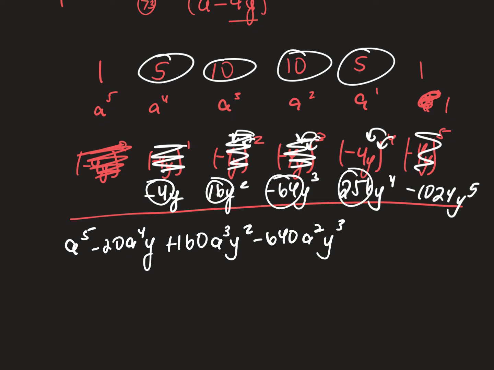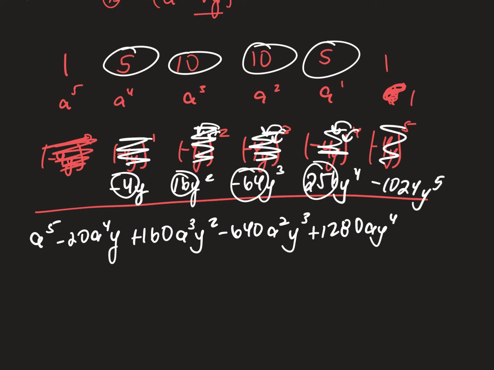256 times 5? I'm sorry, I'm looking at it, I circled the 6. Sorry, 256 times 5. Tell me again. Thank you. I understood what you were saying, and I knew you were right, but I couldn't understand what I was looking at. Sorry. And then, what's 1 times negative 1024? It's negative 1024, right? Negative y to the fifth.